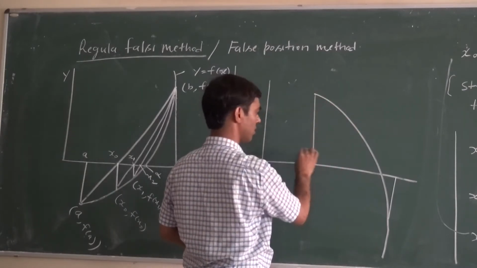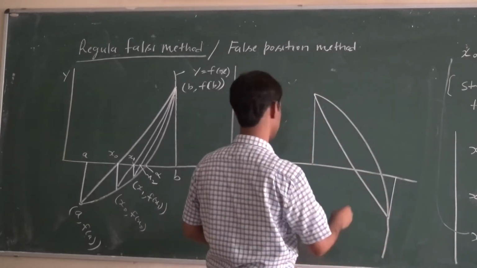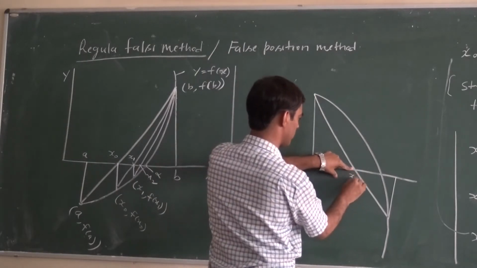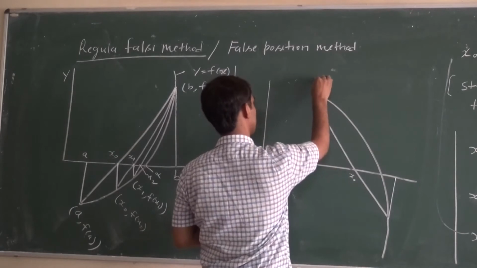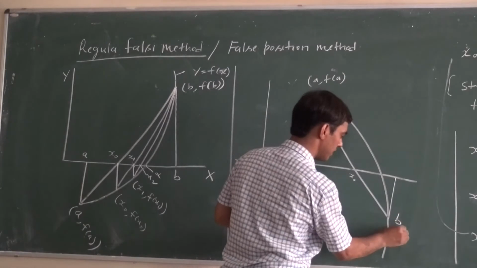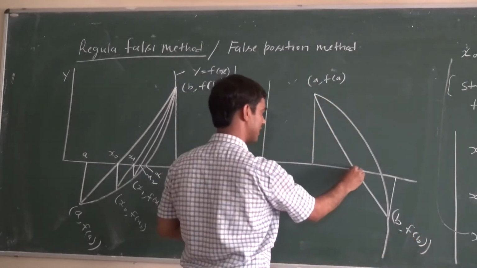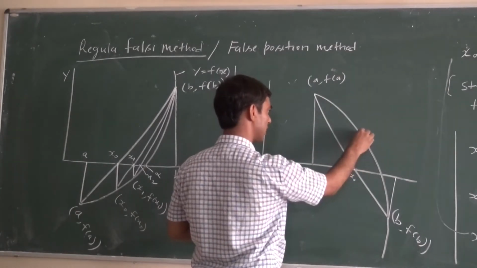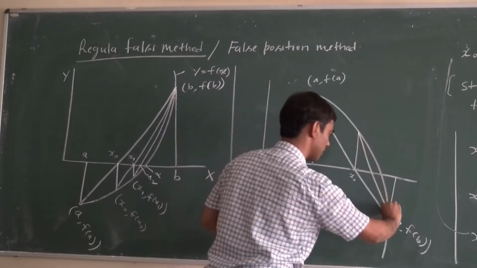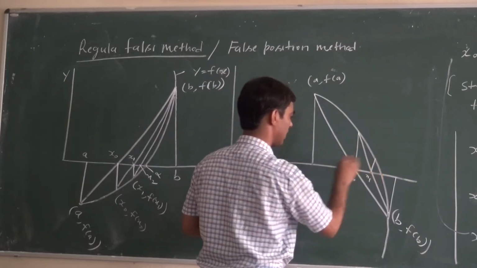In this case also, this is the first point of intersection. Suppose this one is x0, this one is (a, f(a)), and this one is (b, f(b)). Now the point of intersection of the straight line is this one, and the value of the function is this one. Now again we draw a straight line like this, and this is the second approximate value x1, and this is another value.